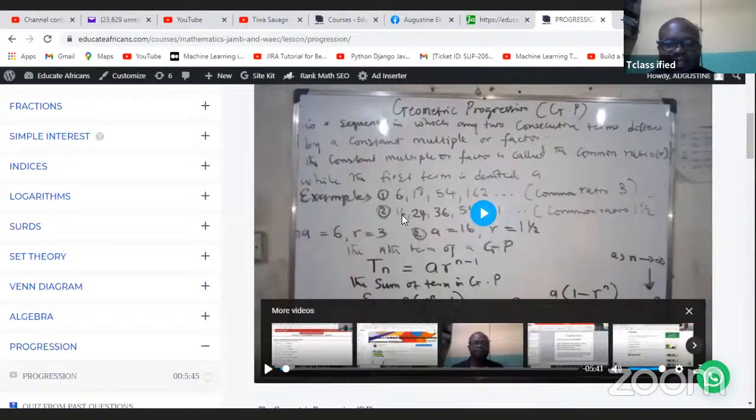Whereas here we have 16, 24, 36, 54, and so on. The common ratio here is 1 1/2. The first term denoted by a is this very first term here. For the first geometric progression, the first term is 6 and the common ratio is 3. For the second one, the first term is 16, as you can see here, and the common ratio is 1 1/2. So who can tell us from what we've seen so far, how do you determine the common ratio for a geometric progression?